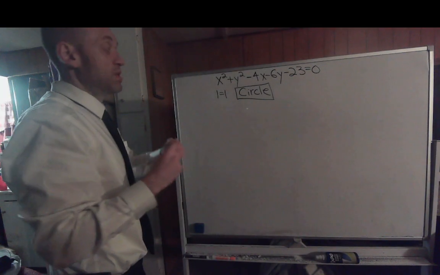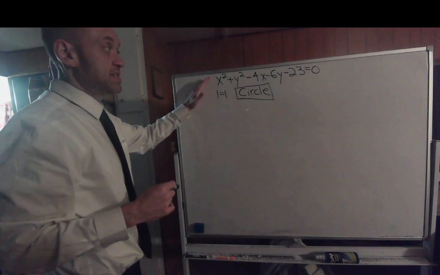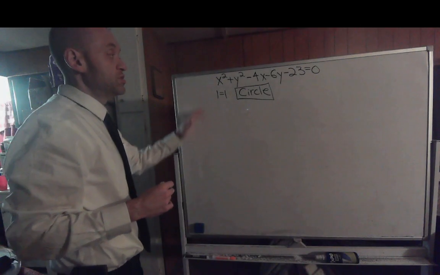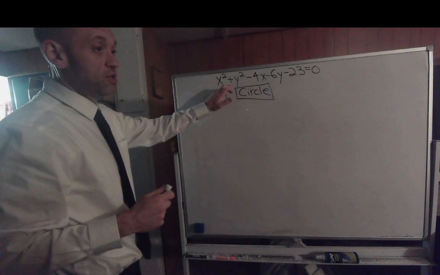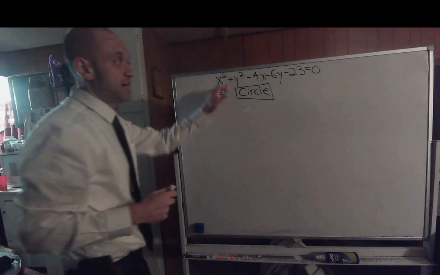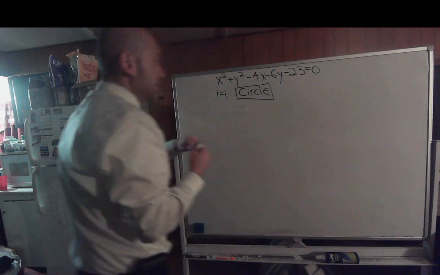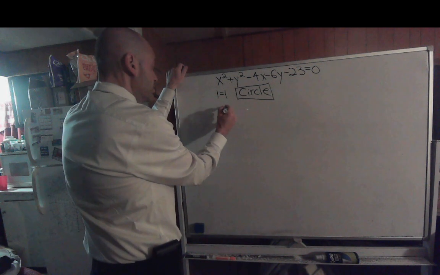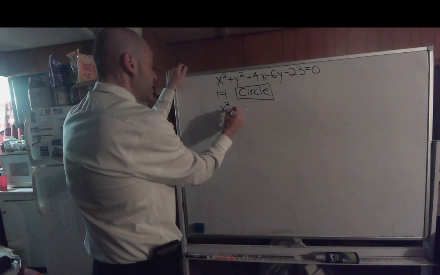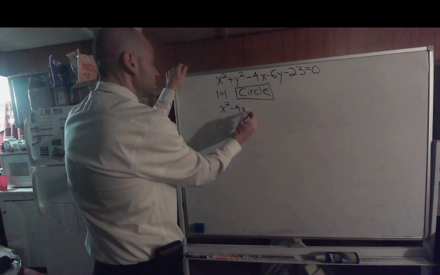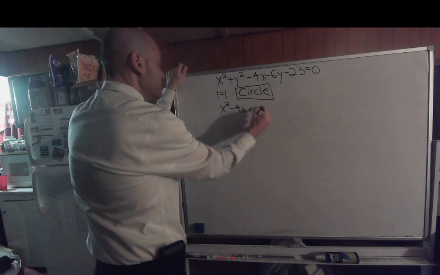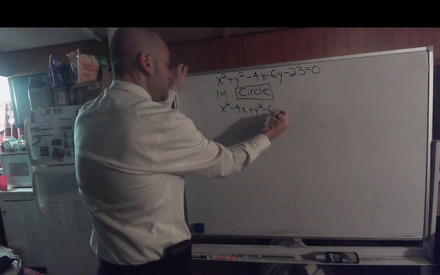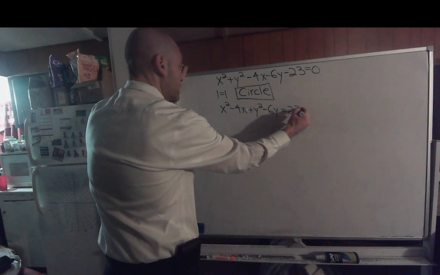Now, of course, we want to simplify this to get this into standard form, so we need to get our x and y terms together on the left-hand side and get the negative 23 out of the left-hand side. So this will start out as x squared minus 4x plus y squared minus 6y equals 23.